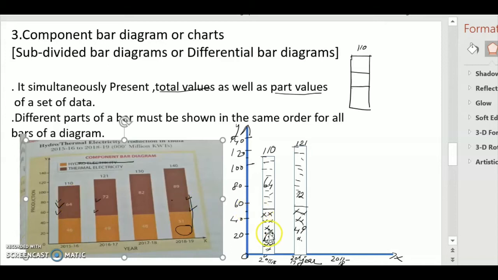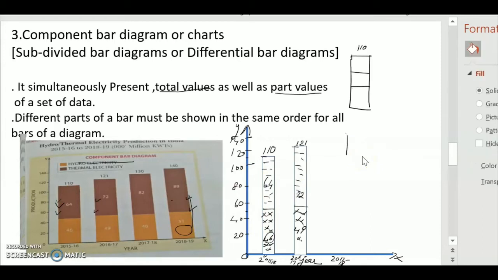The first, as we drew here, 46 and 64, 46 and 64, and we have to give different colors. Here I am giving different designs. And the other important thing, all these things that you are drawing here, you have to draw in an index. This is known as index. In the index you have to draw all this.